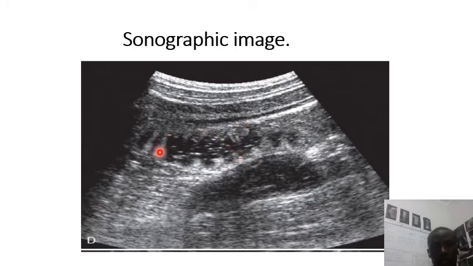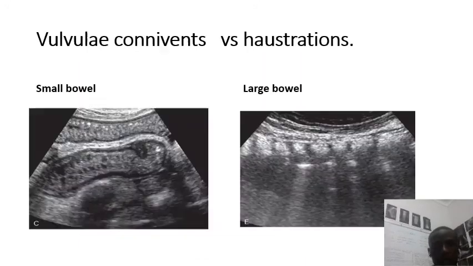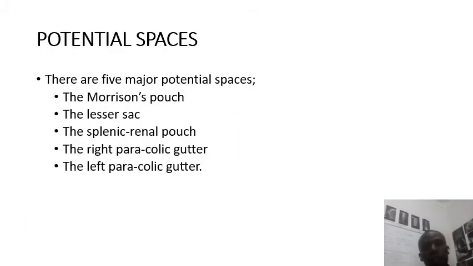So this is a sonogram of small intestine. You can see the valvulae conniventes. You can see 1, 2, 3, 4, and this bowel was filled with some fluid, though there are some echoes. So comparing a large bowel and a small bowel, we can see a small bowel with the valvulae conniventes and a large bowel with the haustral striations.